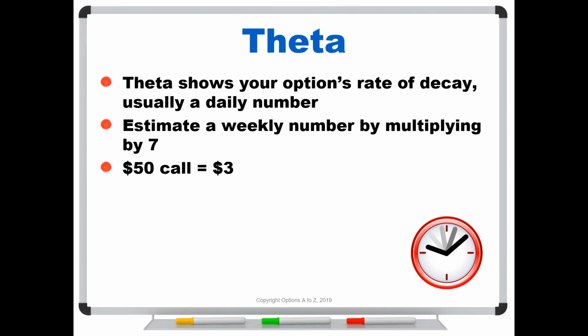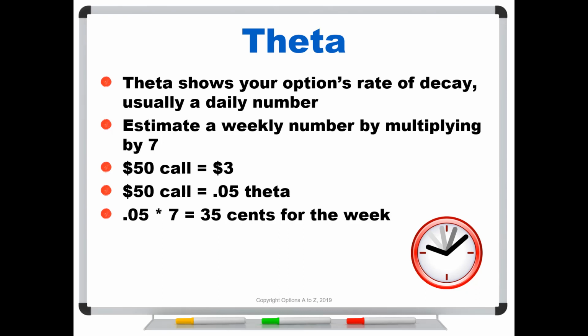So for example, let's go back to our $50 call trading for 3. We look at our broker's platform, and it says that that call has a 0.05 theta. So we would expect, all things being equal, that this option is going to lose 5 cents tomorrow morning and be trading for $2.95. Therefore, over the course of a week, we multiply that by 7, we're going to lose about 35 cents on this option over the next week.